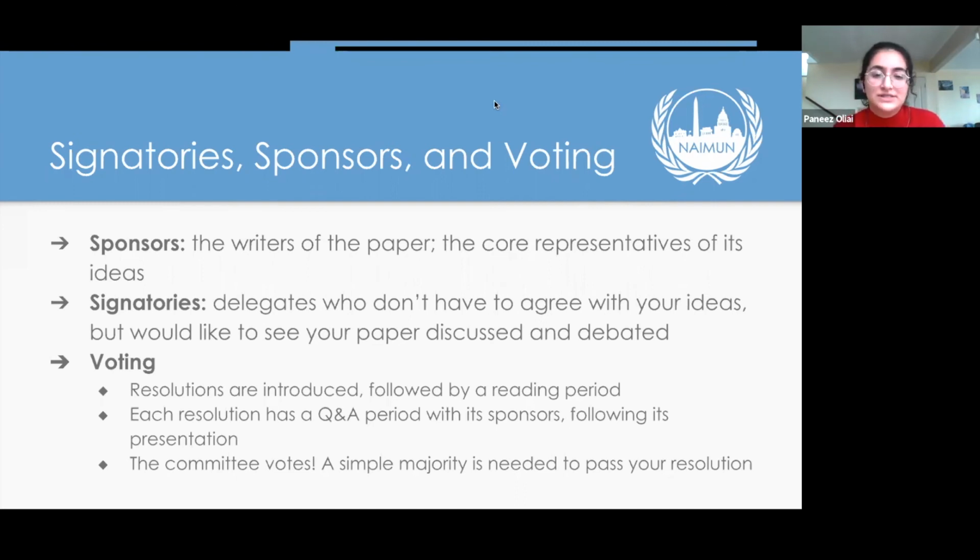Finally, we get to voting procedure. Voting procedure is where resolutions are introduced, and then you have a brief reading period so everyone can understand what each resolution is about. Each resolution has a presentation after that, and then it's followed by a Q&A period with its sponsors. Finally, the committee votes, and a simple majority is all you need to pass your resolution.